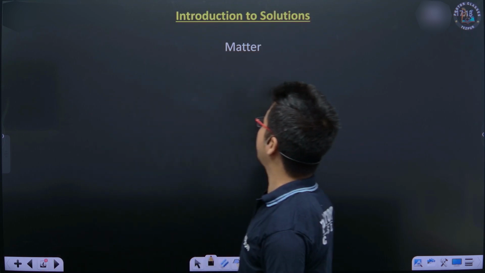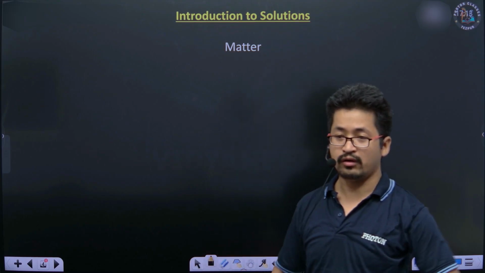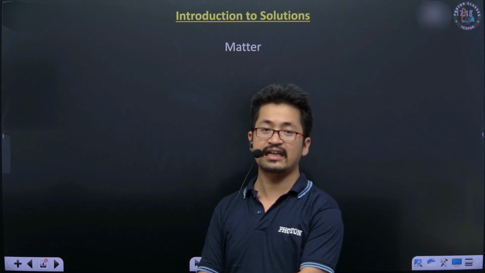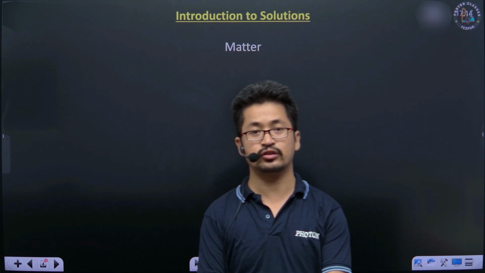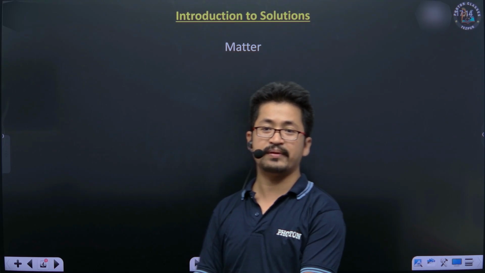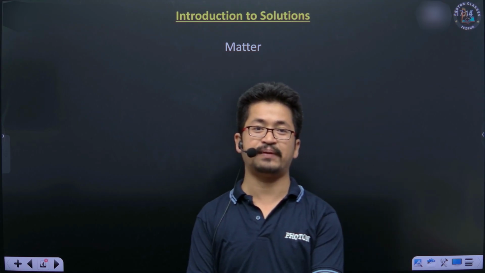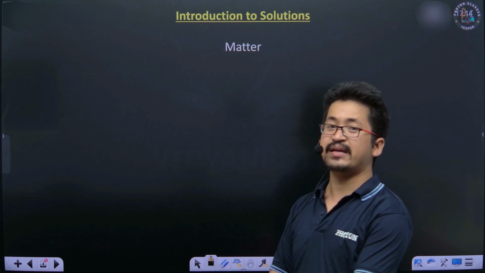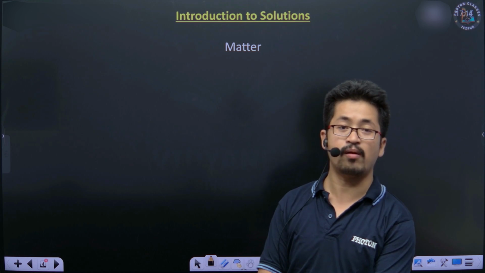That is, the introduction to solutions. My dear students, you had already studied matter in class 11, right? Whatever we see in our surroundings is called matter. So how do we define matter? Matter is anything that occupies space and has mass. This matter can be classified into two types on the basis of composition.